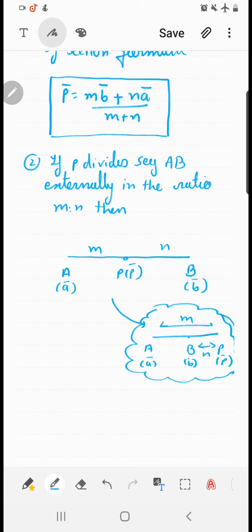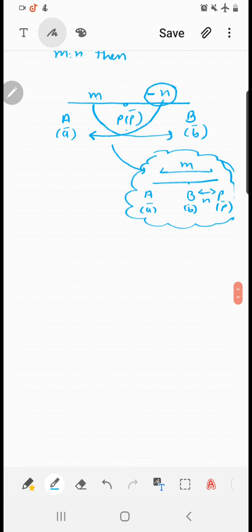So what we do is, again I repeat the same thing, who divides, P divides. To whom it divides? AB. In what ratio? M is to N. M goes to B, N goes to A. Everything remains the same. The only difference is, since it is external division, out of these two, any one we take as minus. And now we write the formula the same way.